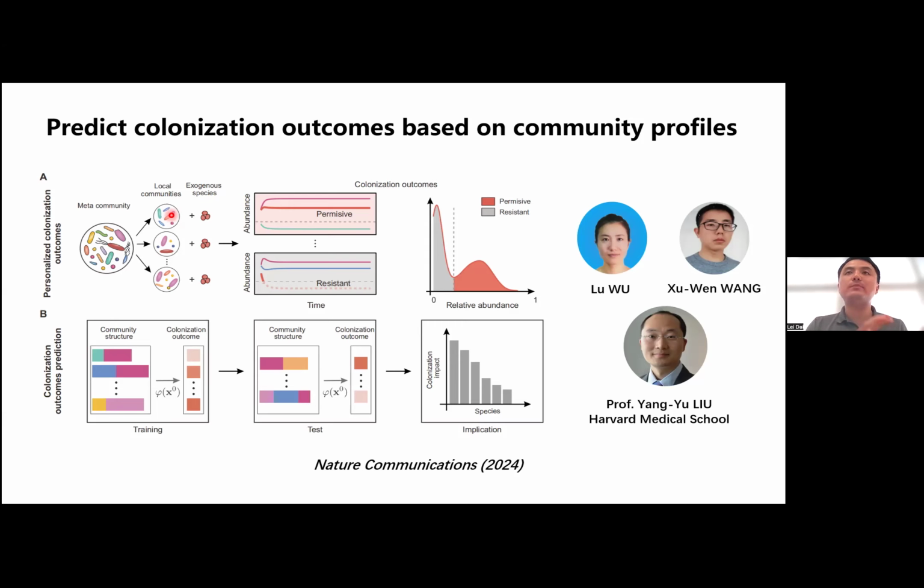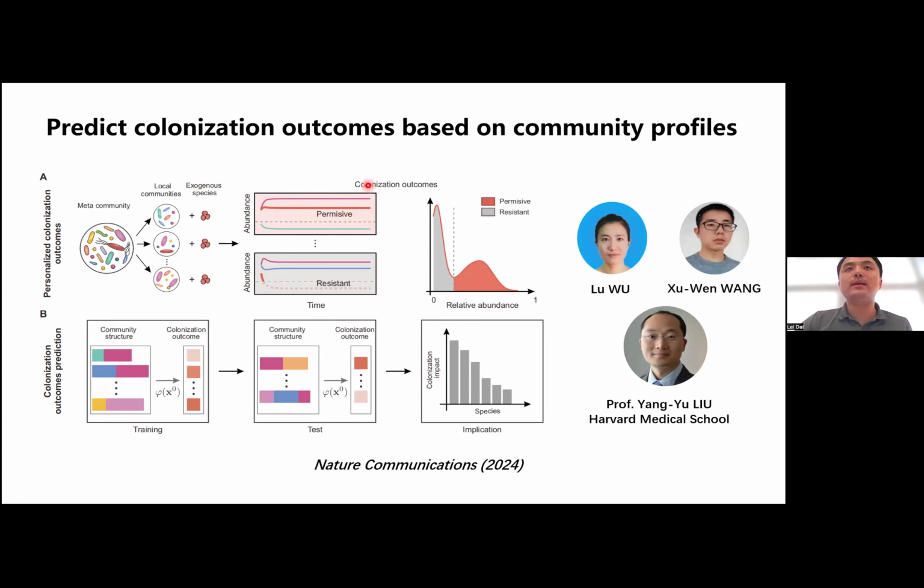So they have some overlap, but they were different, right? Each is a local community, and because each local community has a distinct set of species, when it gets invaded by an exogenous species, it could be a pathogen, it could be a probiotic, there are different outcomes. Sometimes the exogenous species colonizes, so they invade successfully, and we call this outcome permissive. And sometimes it invades but quickly disappears, goes extinct, so that's resistant. So qualitatively speaking, there are two different outcomes.